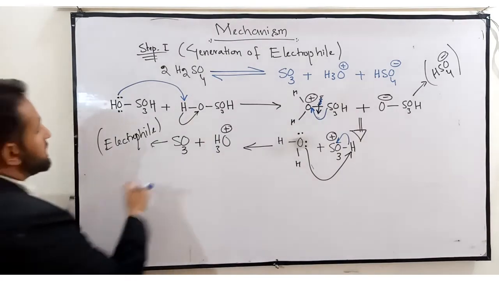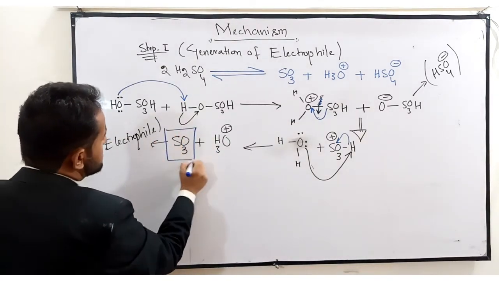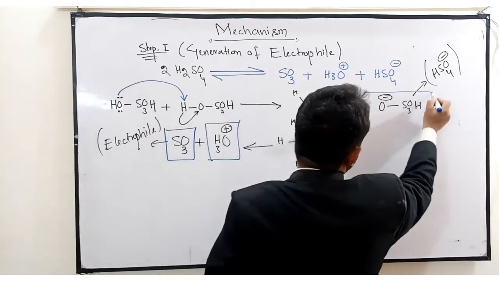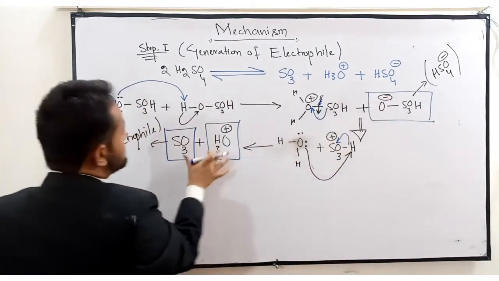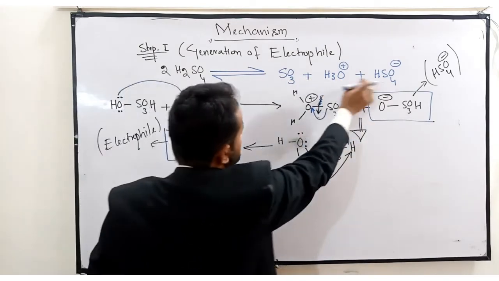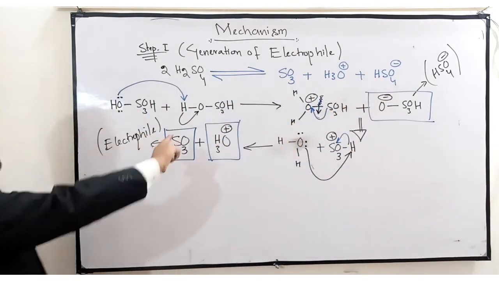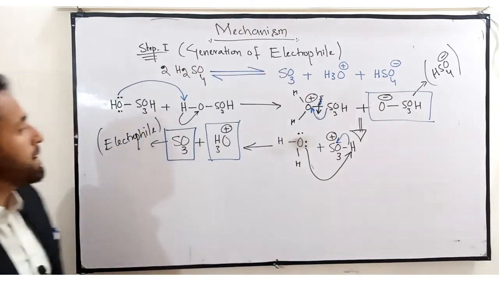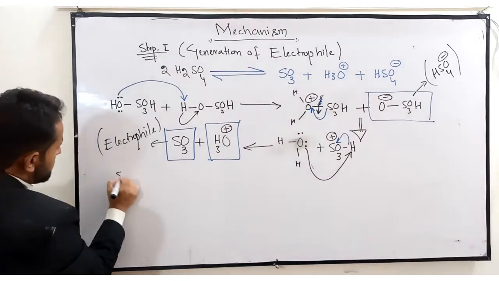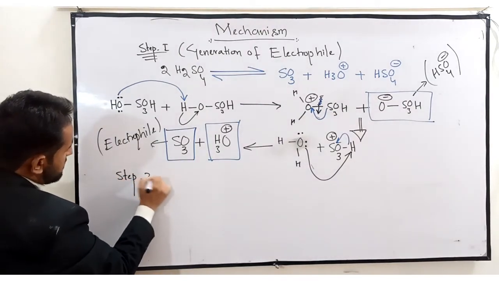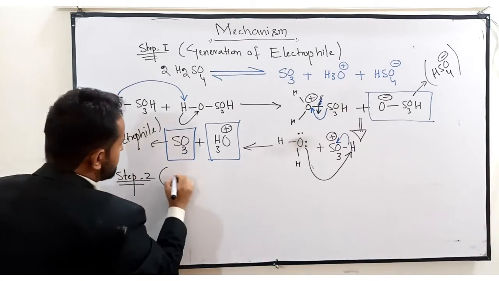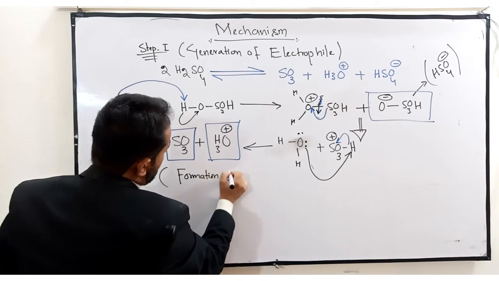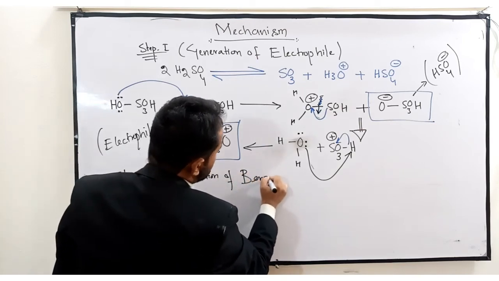Now these three materials formed: one is sulfur trioxide, the other is hydronium ion, and the third one is hydrogen sulfate. These three materials formed by this method. So this is known as step one, which is the generation of electrophile. What is step two? Step 2 is known as formation of benzenium ion.